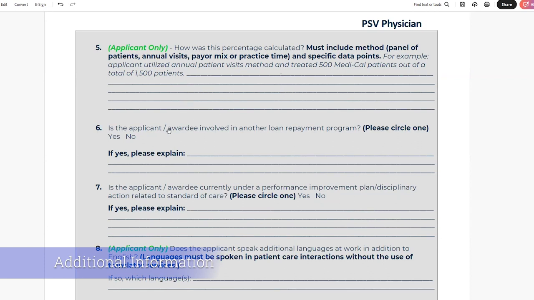And number 6 is: is the applicant or awardee involved in another loan repayment program? This question applies to both applicants and awardees. And if the response is yes, more detailed information is needed. Please note, enrollment in PSLF or an income-based repayment program are not disqualifying for CalHealthCares. If there is a situation where a payoff occurs while you're enrolled in CalHealthCares, let us know within 10 business days so we can assess accordingly.